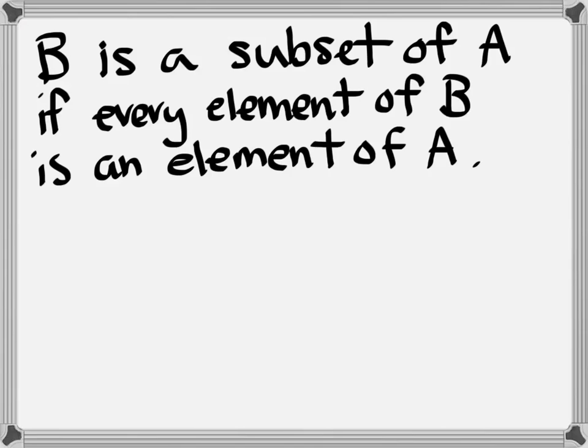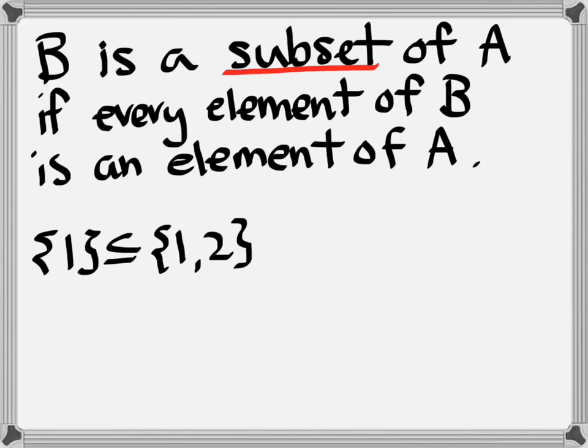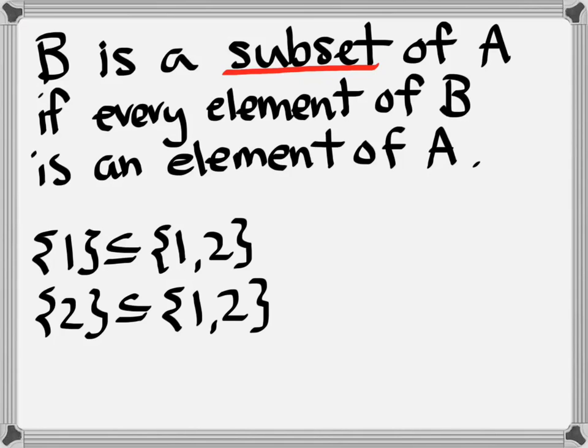Here's our next definition of a subset. B is a subset of A if every element of B is an element of A. So for instance, we have that the set 1 is a subset of 1, 2 because every element of the set on the left is also an element on the right. The set consisting of 2 is a subset of the set 1, 2 because every element on the set on the left is also in the set on the right.